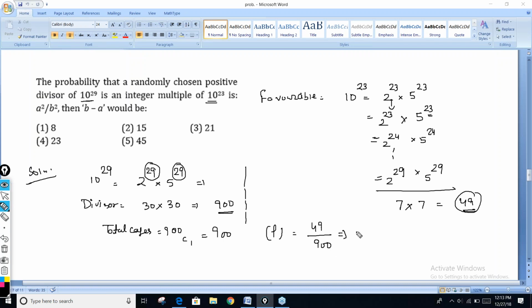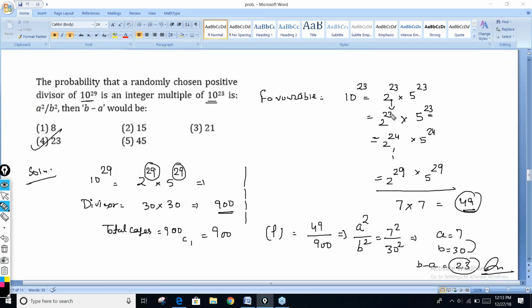Answer is 49 upon 900, which is in the form of a square upon b square. So that is 7 square upon 30 square. So a comes out to be 7 and b comes out to be 30. What is the question? The question is, what is b minus a? The value of b minus a is 23. That is the answer.